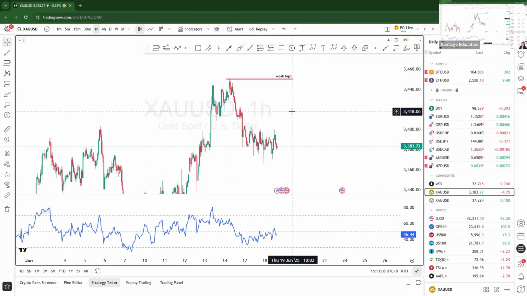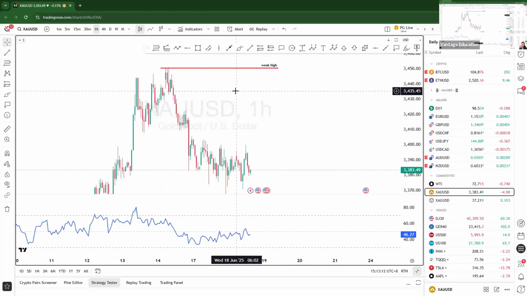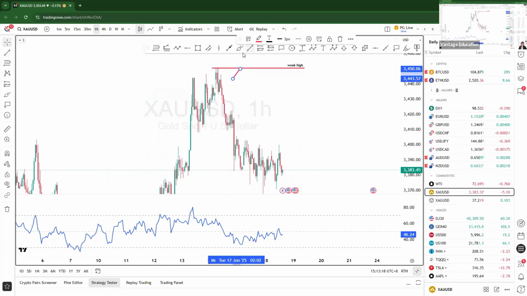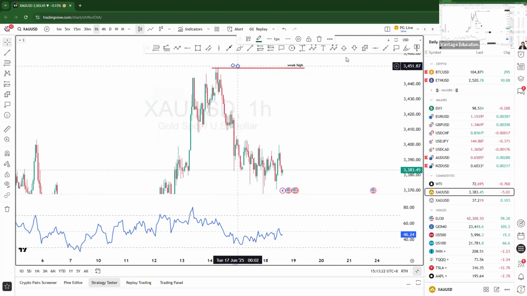Okay, I want to say this is my weak high. Why? Because there's only one swing. For the resistance level, right? You need to find price coming multiple times, and then they have a rejection or a weak reaction, a few times here.